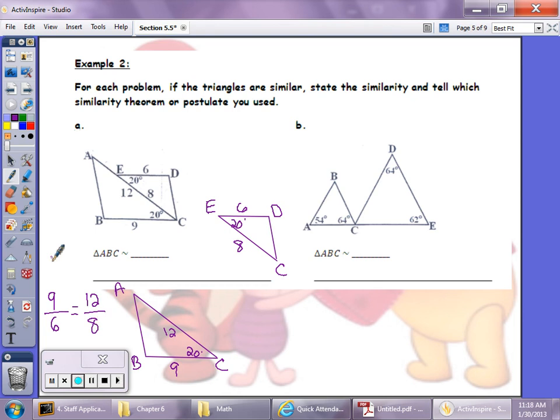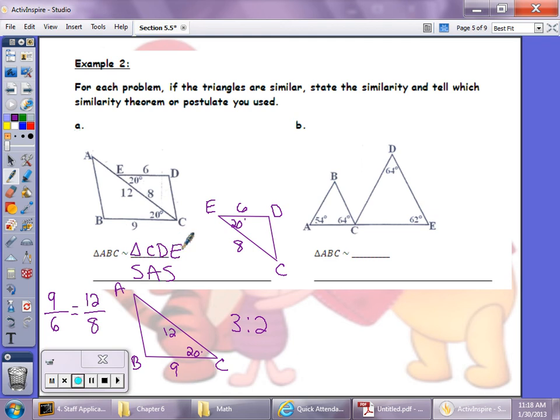So if we look at 9/6 and 12/8, we can see that they both have the same scale factor of 3:2, and therefore this triangle is proportional. It is going to be similar. So we now know, based on the markings that we have, side-angle-side, and that triangle ABC is going to be similar to triangle CDE.